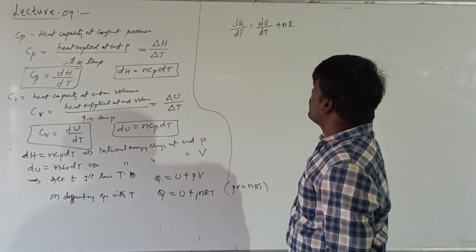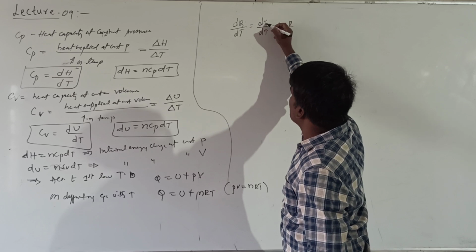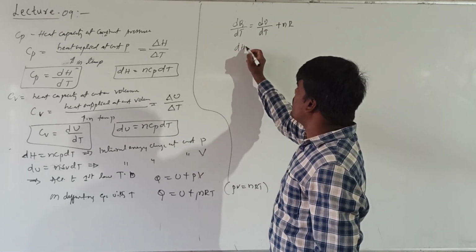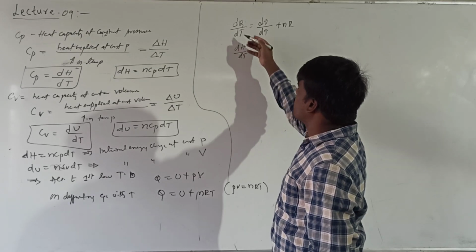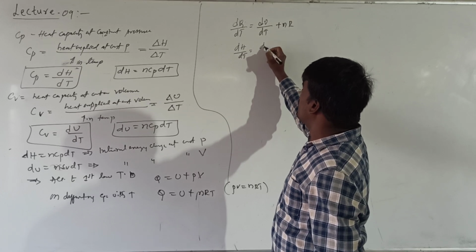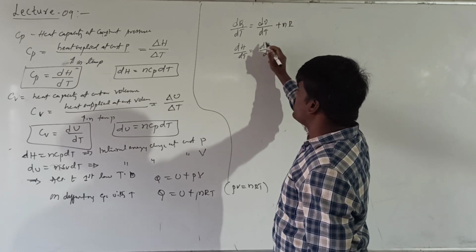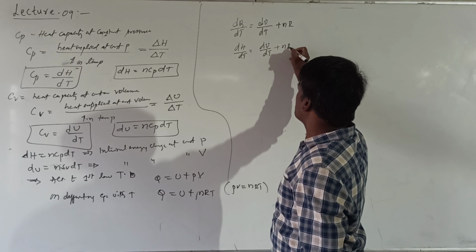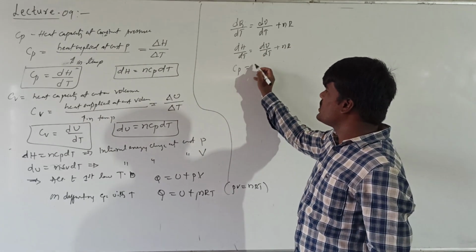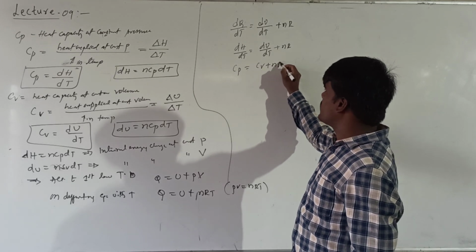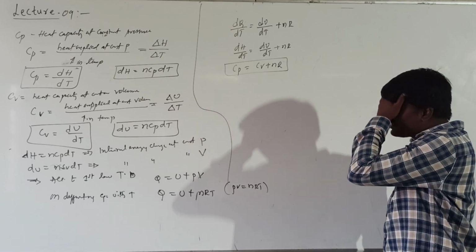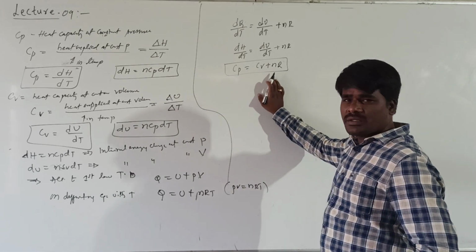This delta Q upon delta T can also be written as delta H upon delta T, because the heat change at constant pressure is called delta H. Delta H by delta T is Cp, and this is Cv plus nR. This is the relationship between Cp and Cv.